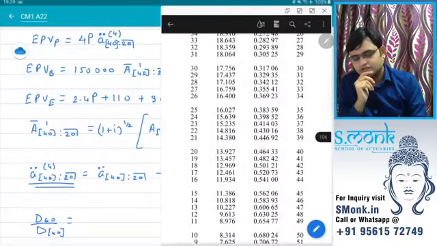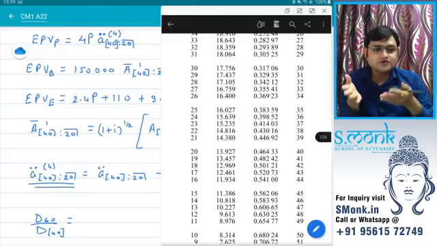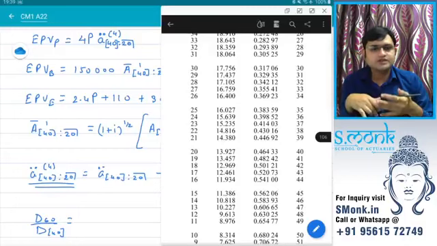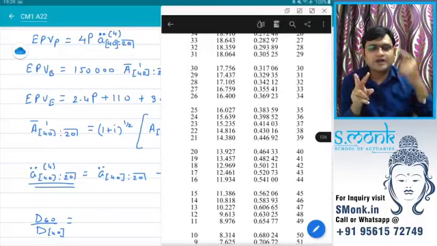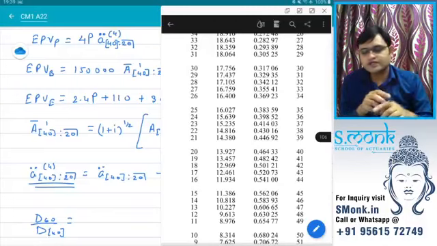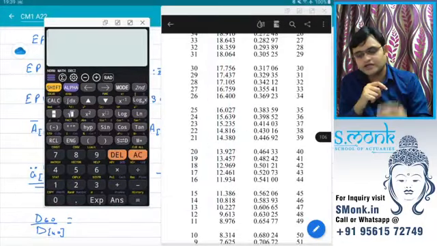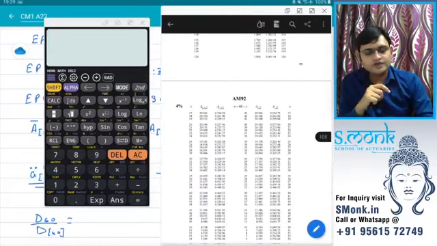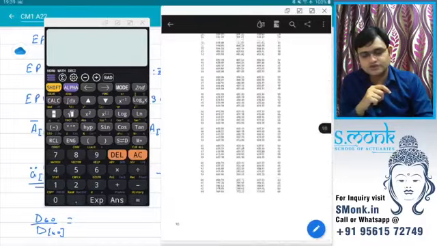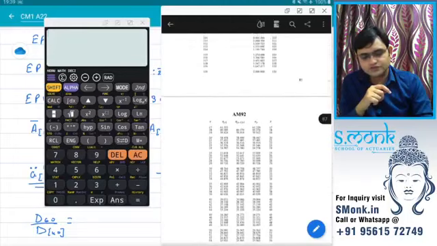So let's do that. One of the reasons I prefer writing D is, of course, it's easier to type. Instead of v raised to n npx, D is easier to type. Secondly, in my brain I know that D is only used for 4%. So whenever I am writing D, subconsciously I know that I am not making any mistake in terms of rate of interest. I know D is only used for 4%.